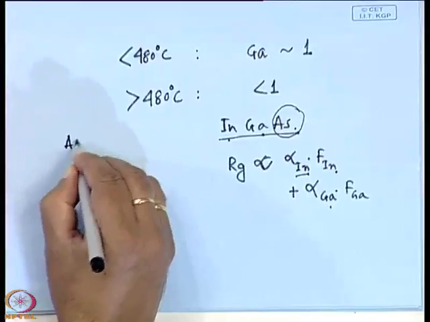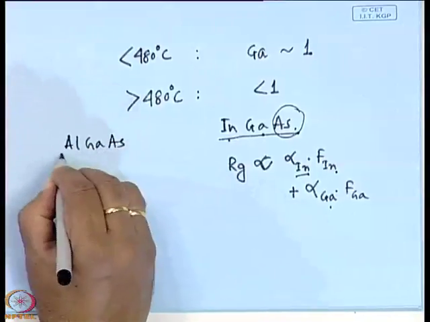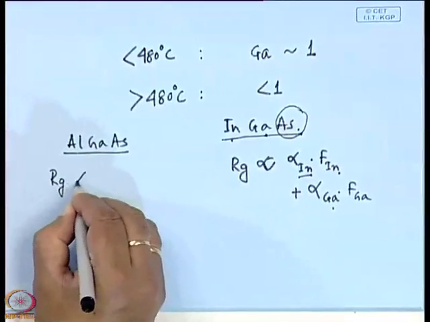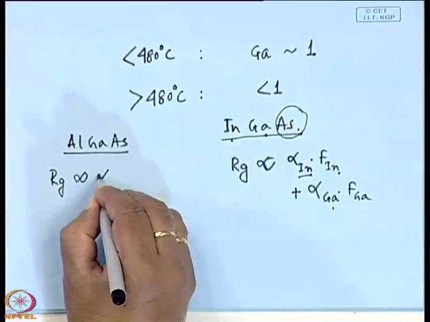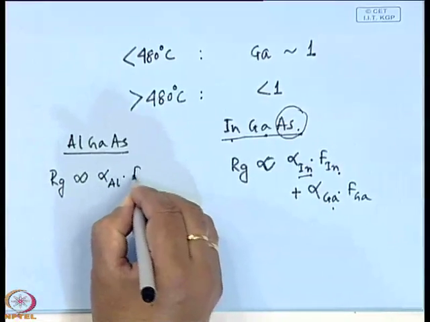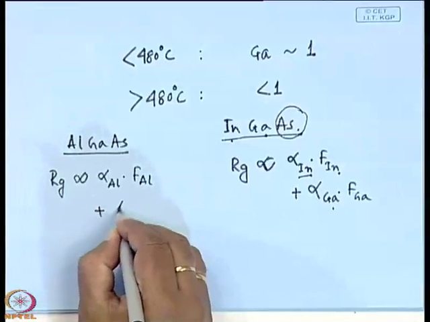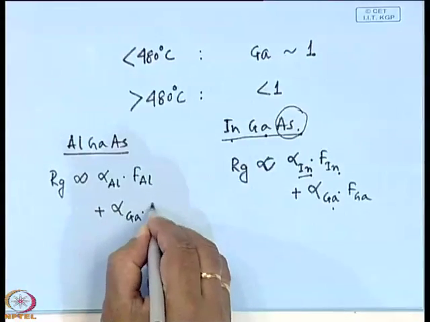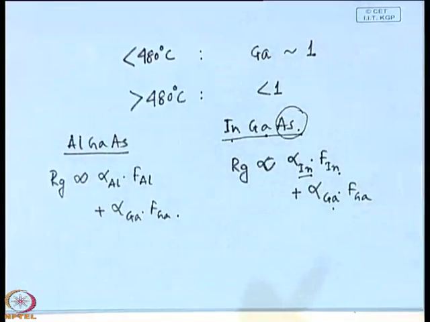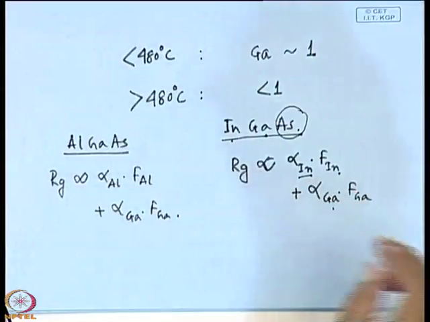Let us take another example of aluminum gallium arsenide. The growth rate will be proportional to the sticking coefficient of aluminum multiplied by the flux of aluminum plus the sticking coefficient of gallium multiplied by the flux of gallium. That is all. Arsenic or phosphorus or antimony has no role to determine the growth rate of the 3,5 compound. It is required, otherwise no growth will take place, but it has no role so far as the rate is concerned.